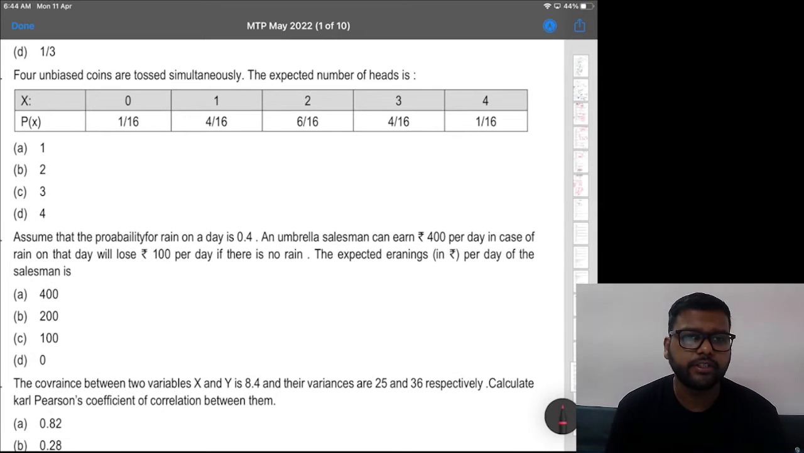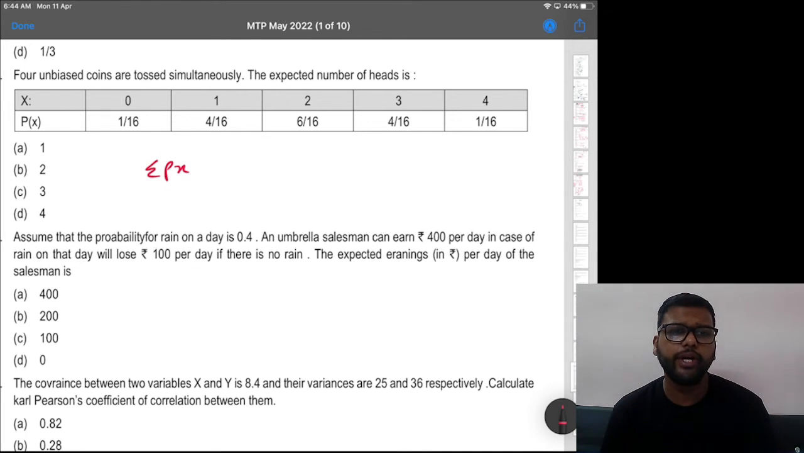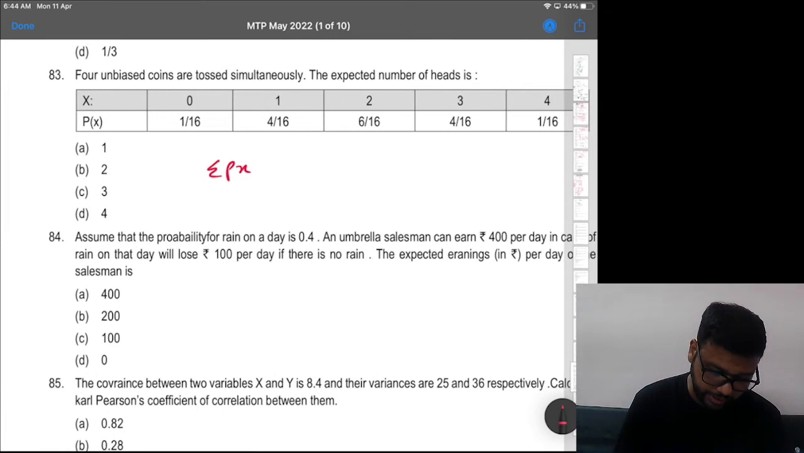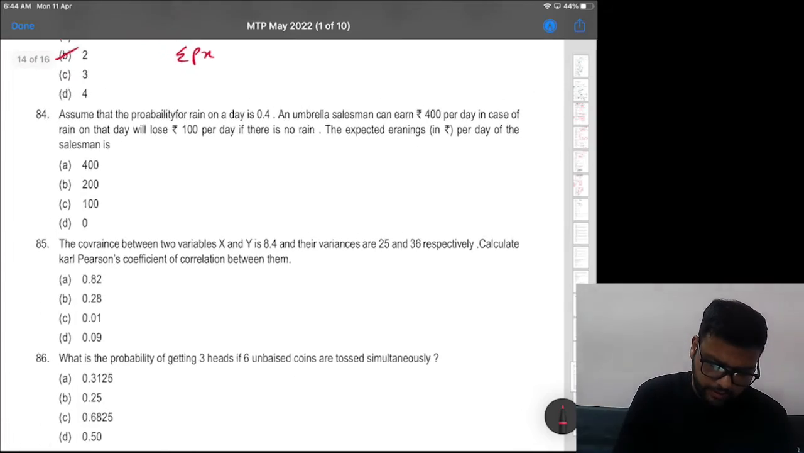4 unbiased coins are tossed simultaneously. Expected number of heads is. They have already given the distribution, so it is very easy. Expected number is summation px. So 0 into 1 by 16 M plus, 1 into 4 by 16 M plus, 2 into 6 by 16 M plus, 3 into 4 by 16 M plus, 4 into 1 by 16 M plus. If you press MRC, you get 2. 2 is the correct answer. Option B for 83. Next, 84.